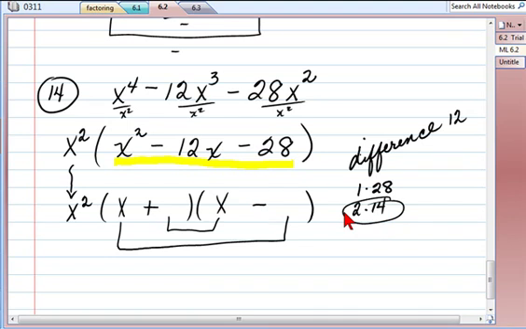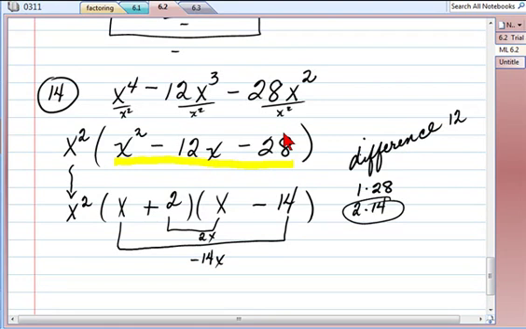Now, if all you want to do is randomly throw them in there and check it, you could do that. If the sign turns out to be wrong, you change the signs. But let's be a little wiser than that. Their difference is 12. But it's a negative 12, which means the dominant or the big number had to be negative. So we should get it right if we put 14 there and 2 there. And then we double check. X times x is x squared. The outer product is negative 14x. The inner product is positive 2x, which does give me a negative 12x. And the product of the last is negative 28.